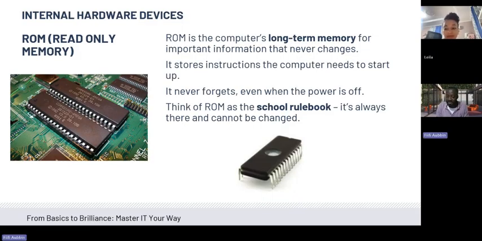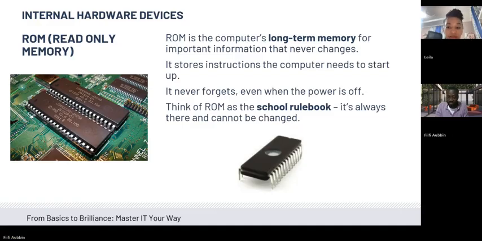Okay, so these instructions have been permanently stored, whether you have electricity or not. It is still there, unlike the RAM. That's why we say RAM is what? Volatile. Does it make sense? Yes. Good. So it's the computer's long-term memory for important information that never changes. It stores instructions the computer needs to start up. Then it never forgets even when the power is what?